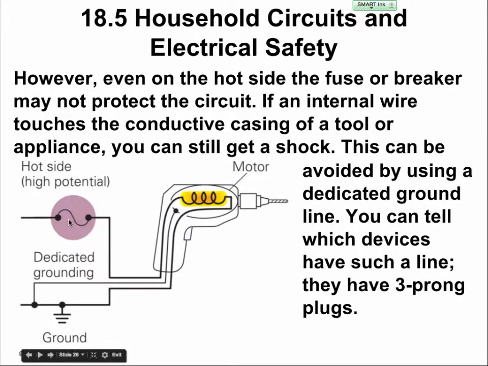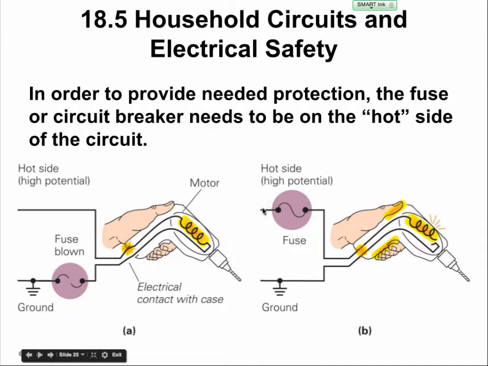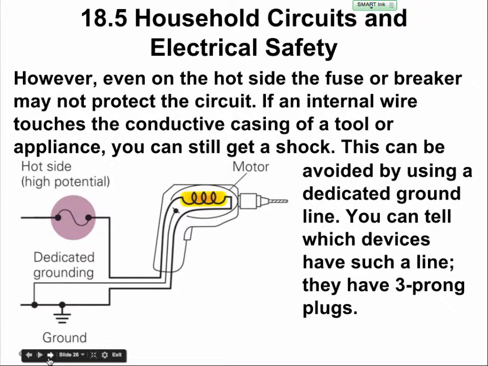In other words, if we go back to this slide, if a current comes through here and is in the device, then the circuit breaker breaks. There still may be a charge or some electricity in the device, and it may still go through you to find ground. However, on a 3-prong plug, you have a separate dedicated ground which provides an additional path for that electricity to flow to.